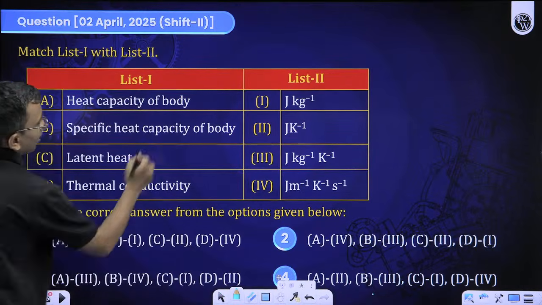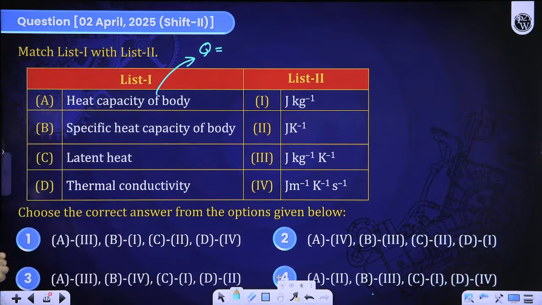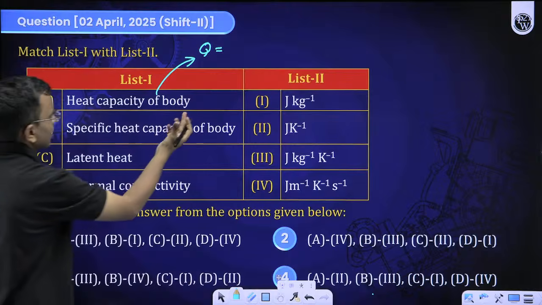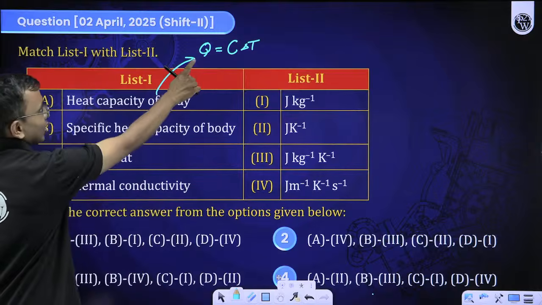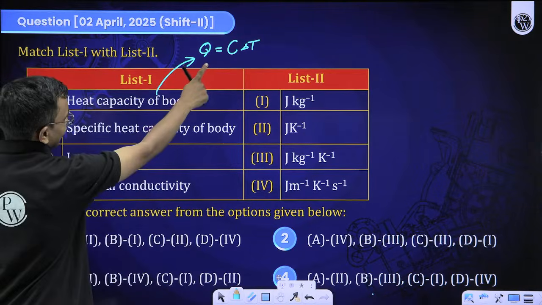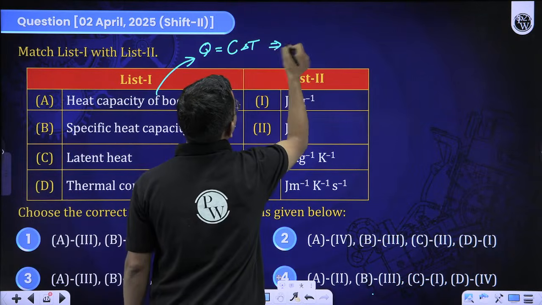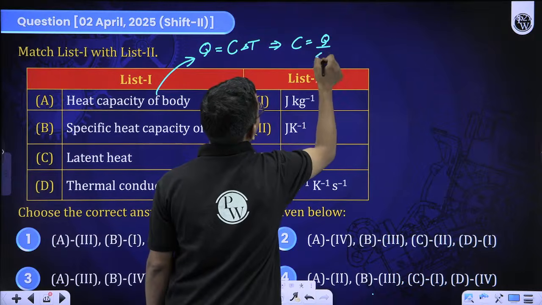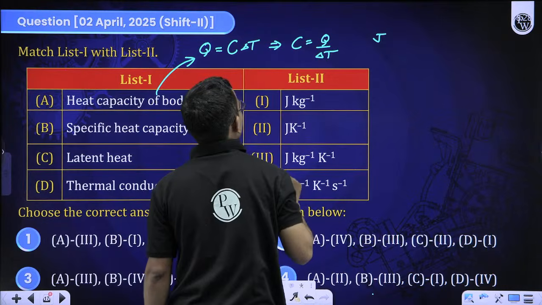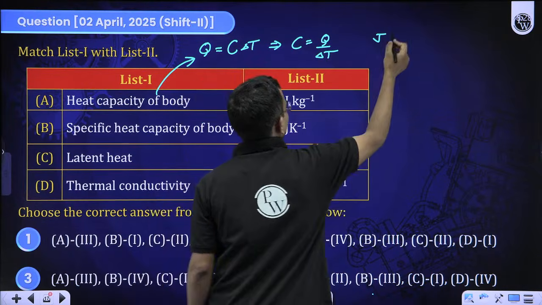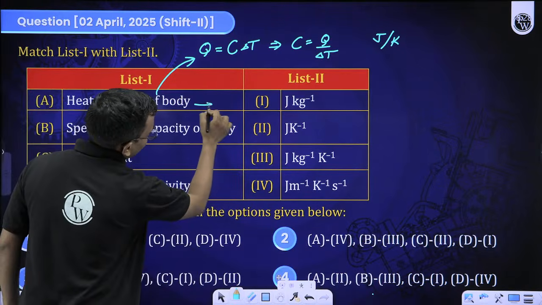Heat capacity. There is a relation that Q, the heat given to the body, is equal to the heat capacity of the body times delta T. Q is the heat energy, C is the heat capacity of the body, delta T is the temperature change. So C equals Q divided by delta T. Q is energy, the unit of energy is joule. Delta T is change in temperature, the unit is Kelvin. So joule per Kelvin. So I got the first as joule per Kelvin, so we are getting second from here.